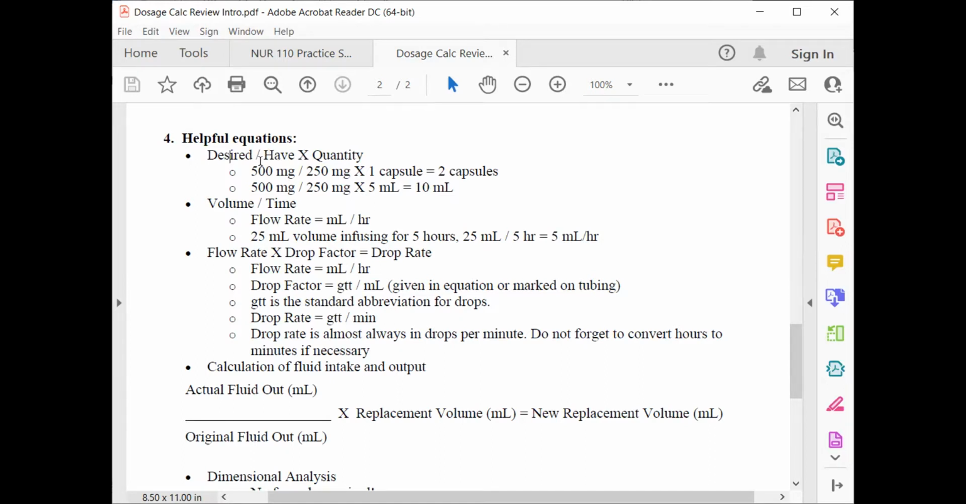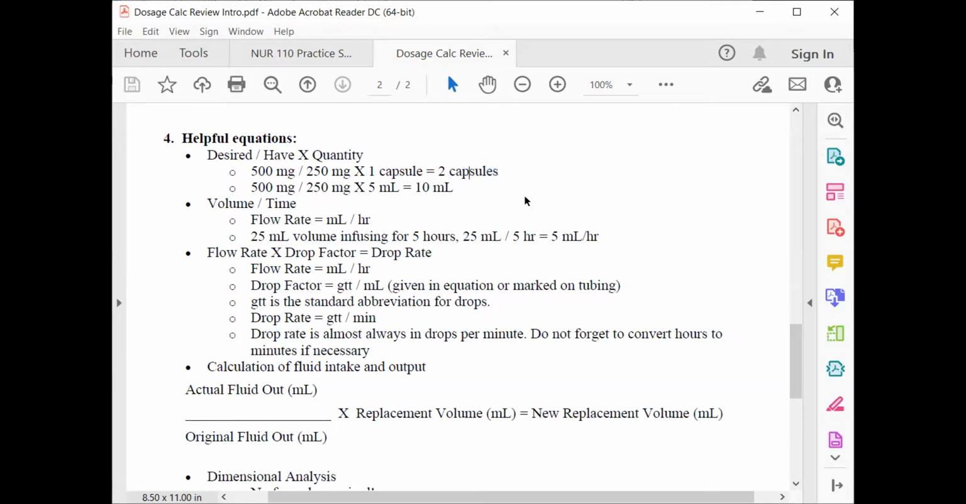And so you typically have what's available, and then multiply by the quantity. An example for capsules might be: the order is 500 milligrams, the available is 250 milligrams, and then your quantity is 1 capsule, and then you get an answer of 2 capsules. Notice that there's a unit associated with that number.